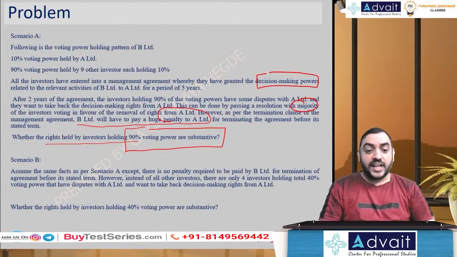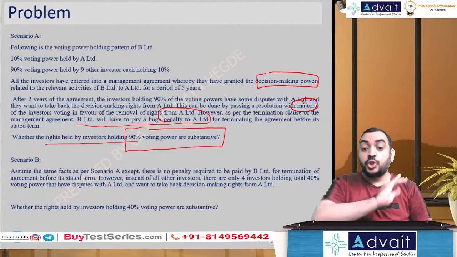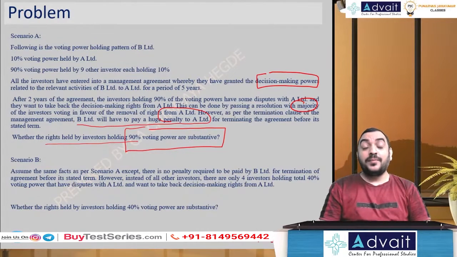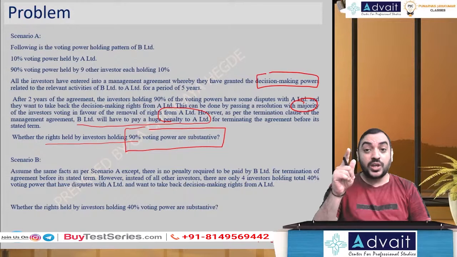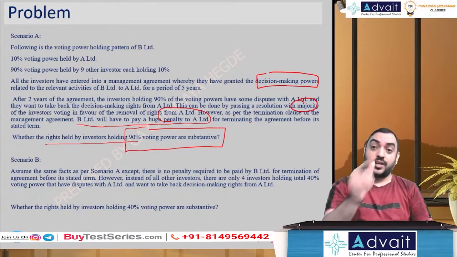Scenario B. Assume the same facts as per scenario A, except there is no penalty required to be paid by AB Limited. The barrier which we were talking about is no longer there. Now it's interesting. For the termination of the agreement before the stated term, however, some more conditions are there.